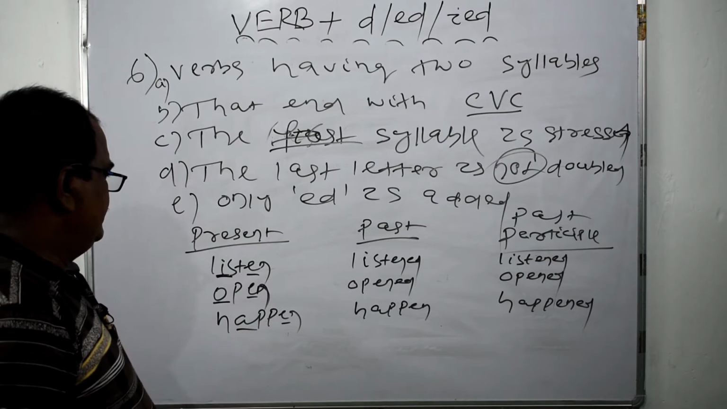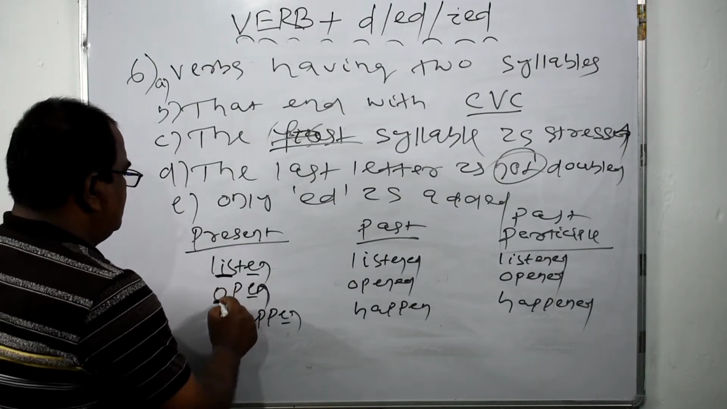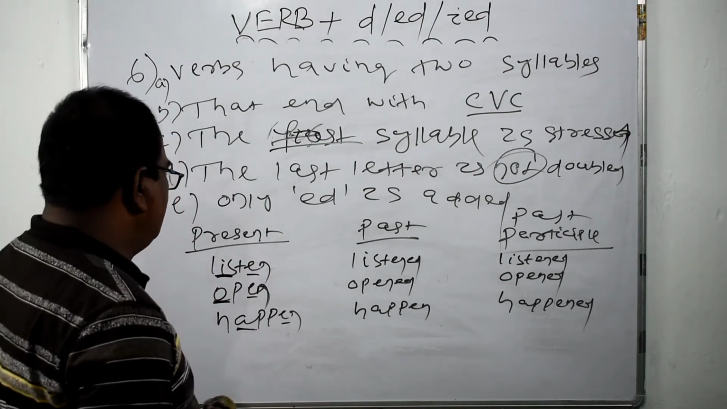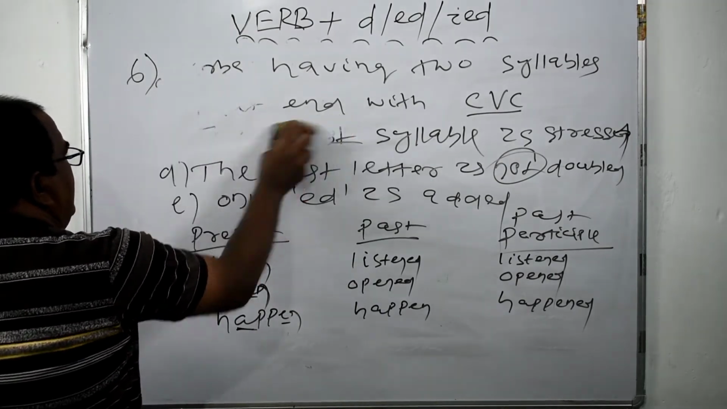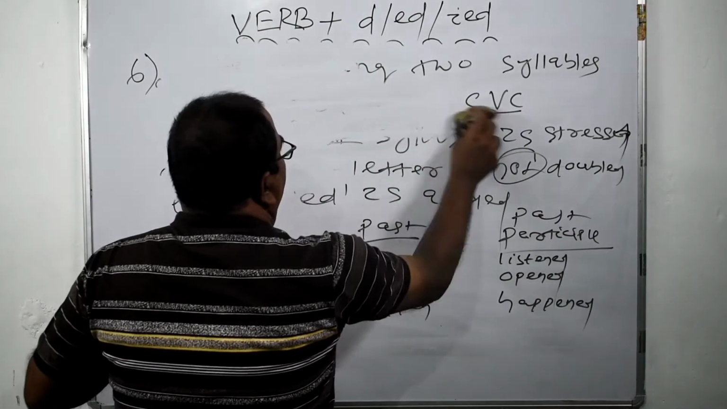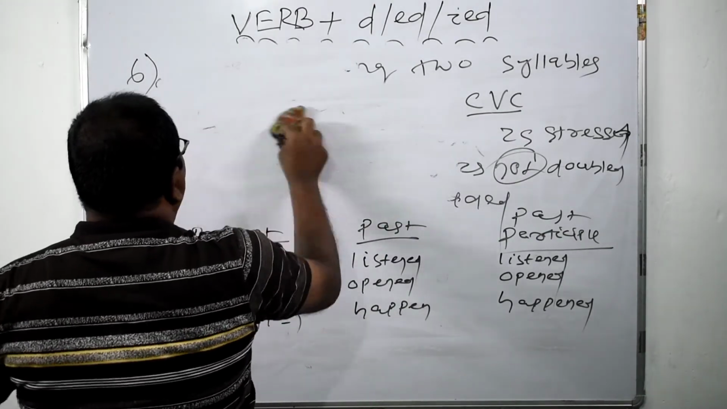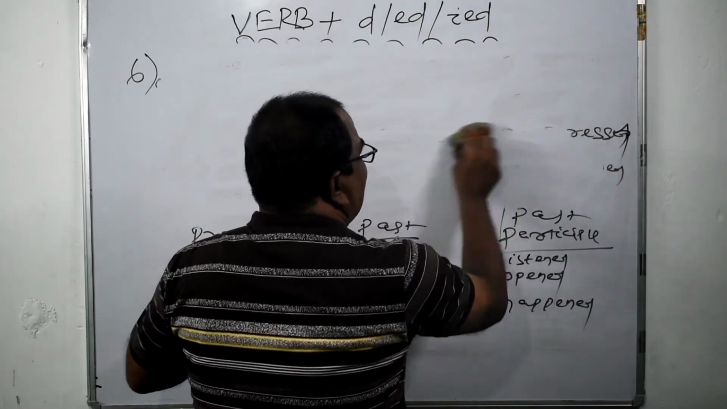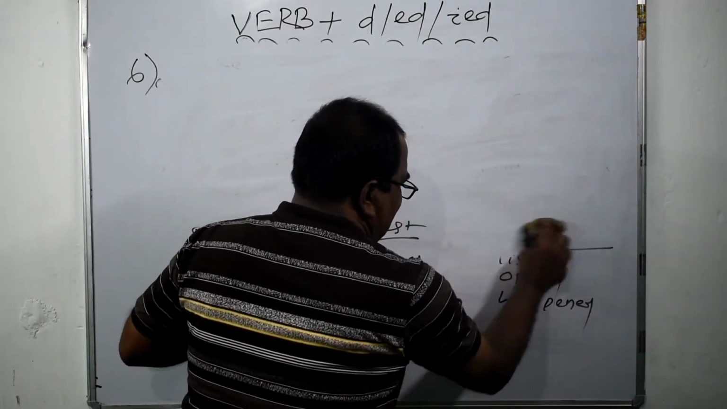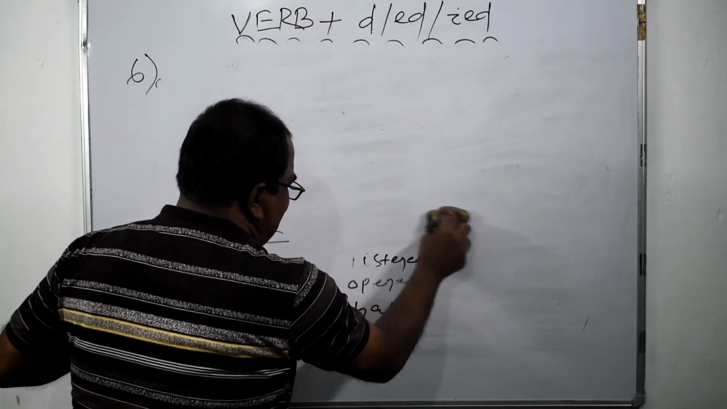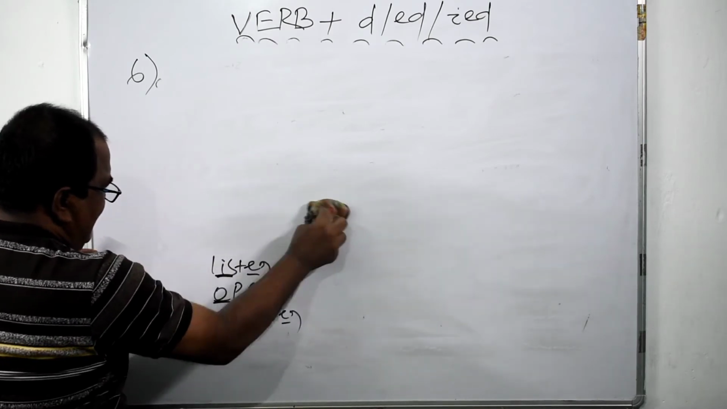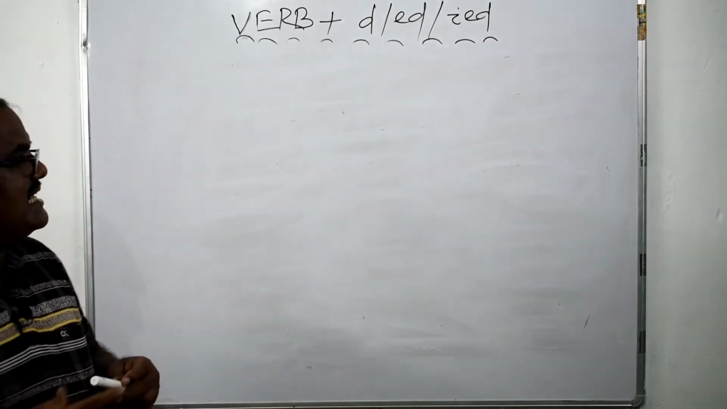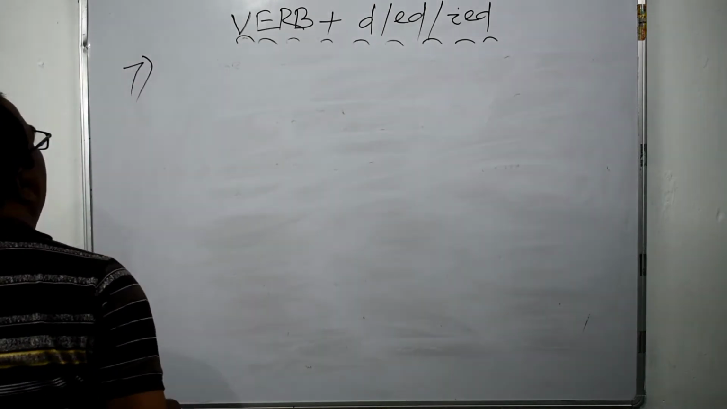Look at the three verbs. In these three verbs, the first syllable is stressed. Therefore, the last letter is not doubled, only ed is added. My dear students, you have to judge which syllable is stressed and which syllable is unstressed. If the second syllable is stressed, the last letter is doubled. Otherwise, the last letter is not doubled.